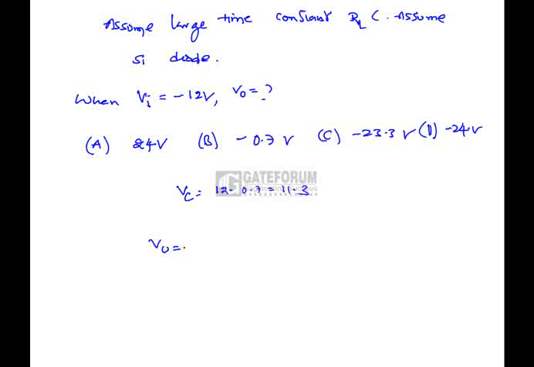V0 is nothing but Vi minus Vc. So it is going to be minus 12 minus 11.3. When Vi is minus 12, that is minus 23.3. Hence option C is correct.